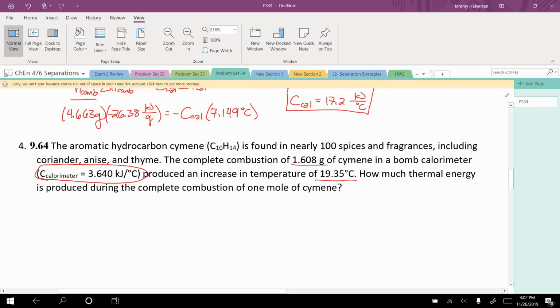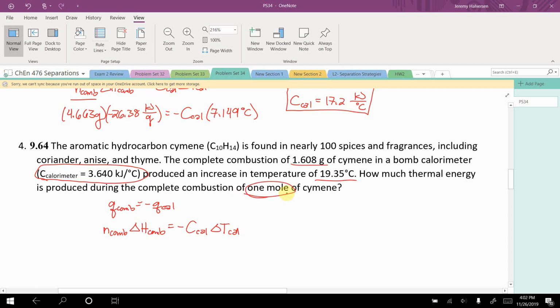All right, so I'm burning cymene in a bomb calorimeter, so I'm going to get the Q of my combustion equals negative Q calorimeter. Combustion is a reaction, so I've got N combustion delta H combustion. That's going to be my equation for Q of combustion. My calorimeter is changing temperature, and it's just an object, so I'm going to have negative C cal delta T cal. Do I have the amount that I'm burning?